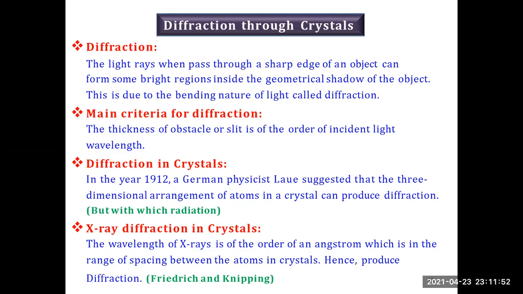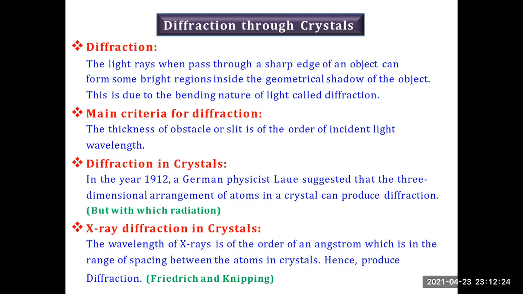And what is the main criterion or condition for which the diffraction occurs? We always need to remember the basic condition on which diffraction occurs: the thickness of the obstacle or the slit should be comparable with the incident light wavelength. So this is the basic condition on which the diffraction occurs.